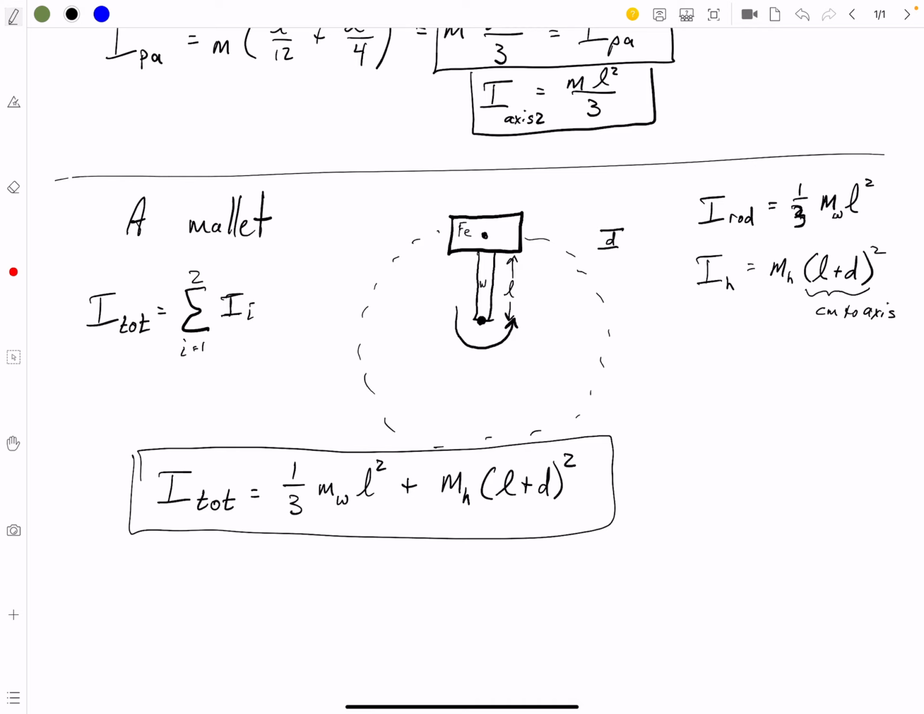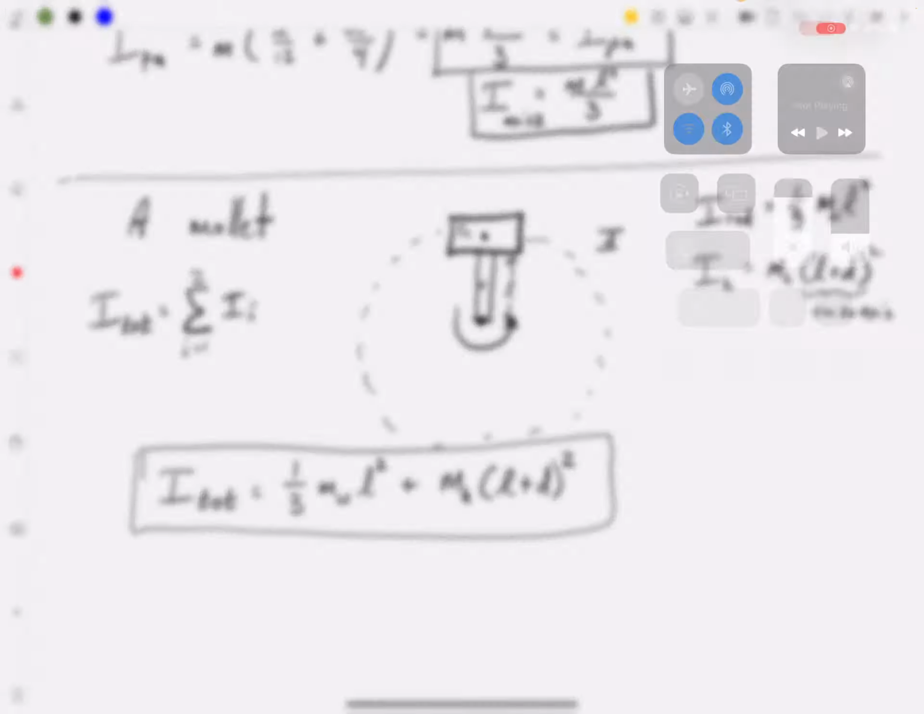Okay, so I want to end there, and I'm going to come back a little bit later, or maybe this Thursday we'll talk about torque, and we'll start getting into other things, torques and all the other rotational stuff.